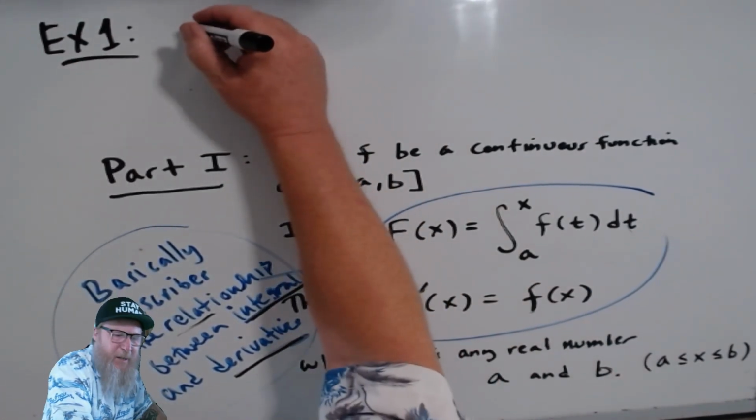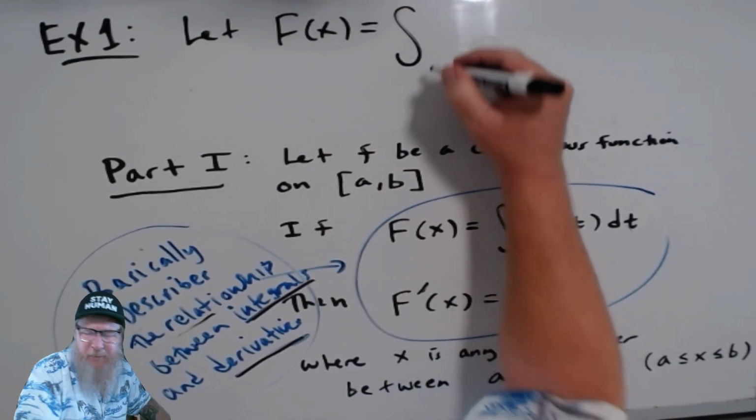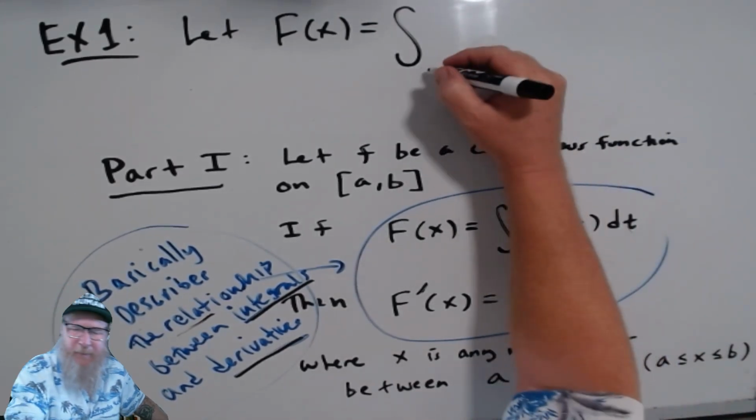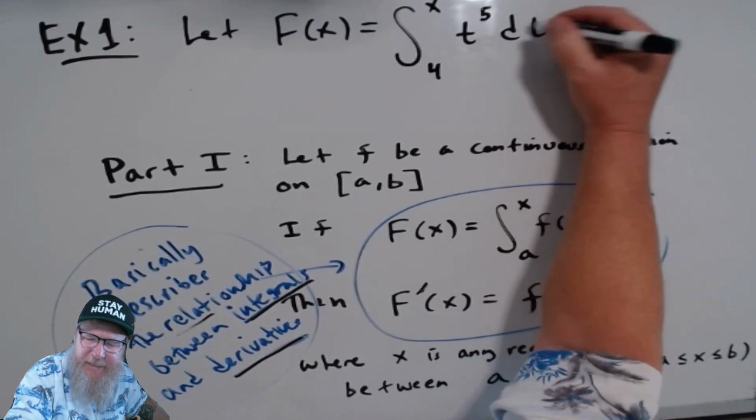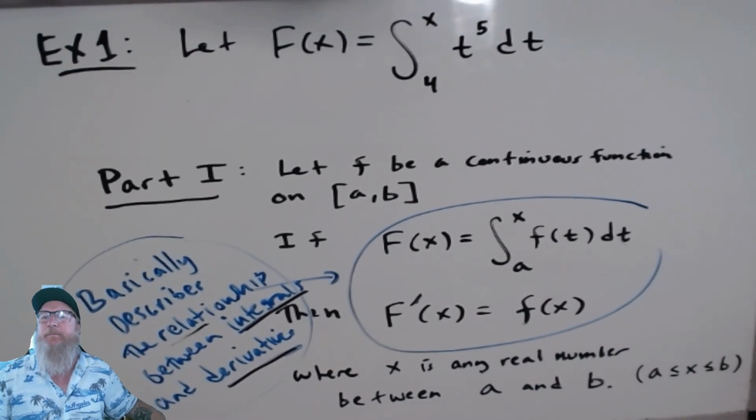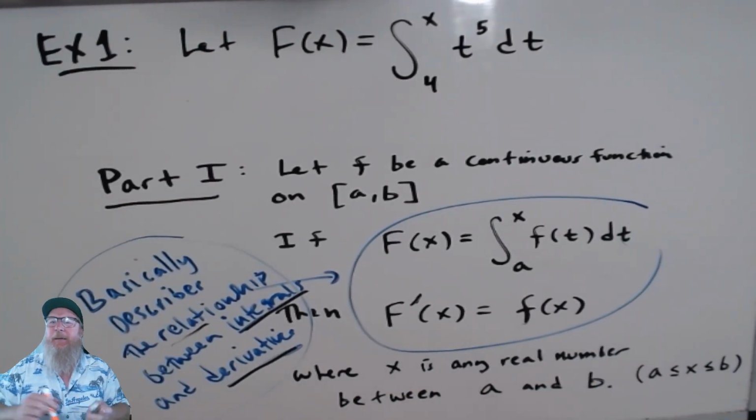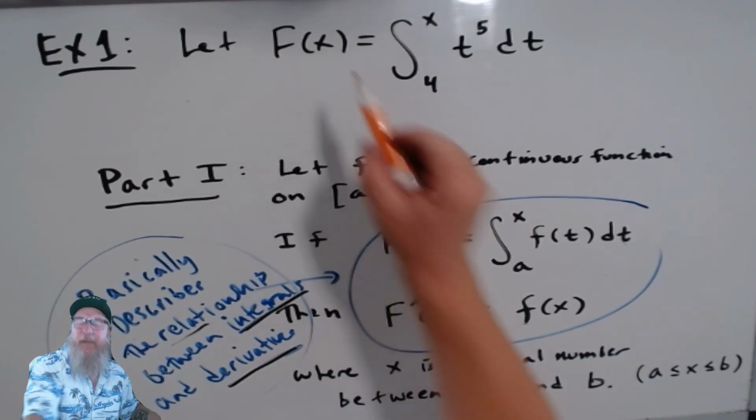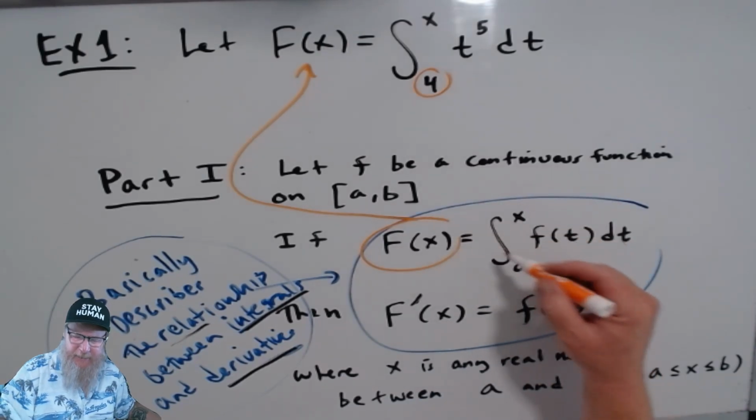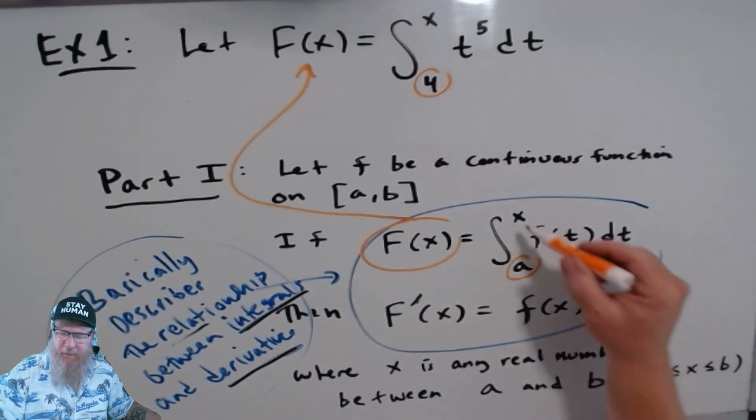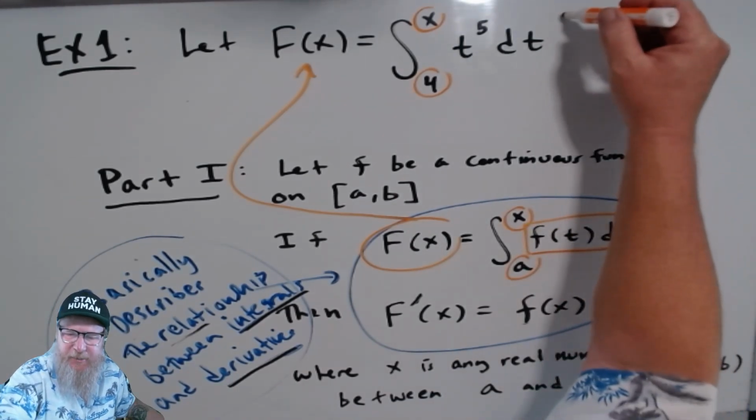So we'll start with capital F is the integral from 4 to x of t to the 5th dt. So before I erase this, just to make everything clear, this is our capital F. This is our a. a is 4. There's our x. And then our f of t dt is right here.